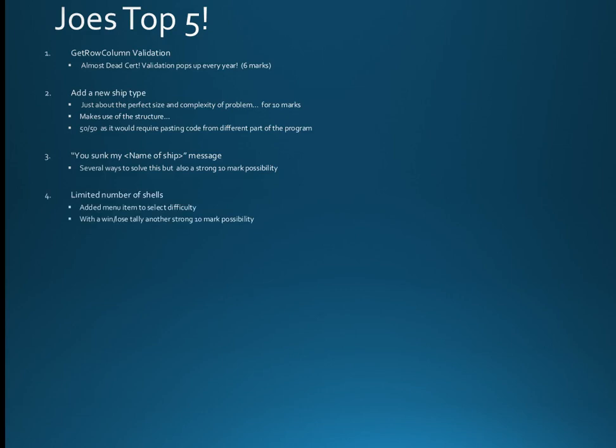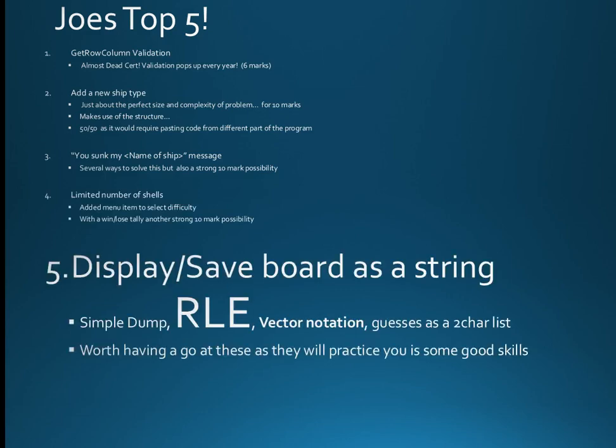I'm assuming that you've got this from the playlist, therefore you know what this is about. I want this to be a really quick one. There are two other tutorials about saving the game, one for the vector notation and one for a simple array dump. I'm assuming you've seen those.